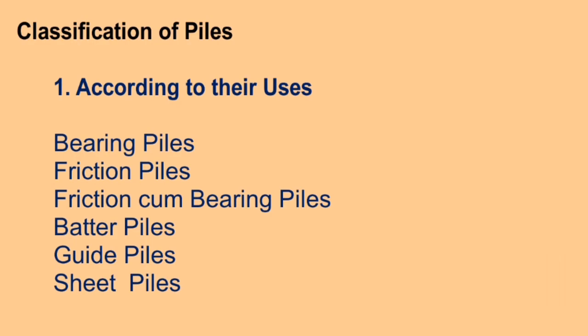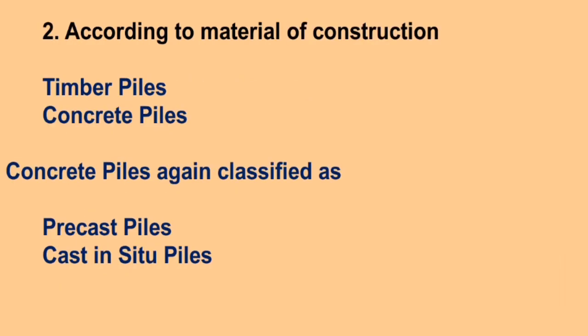And what is a guide pile? The piles which are embedded in river or stream bed to support sheet piles in the construction of a single or double wall coffer dams are known as guide piles. And what is a sheet pile? The piles which consist of thin steel sheets driven into the ground to enclose an area are known as sheet piles. Second one, piles classification according to material of construction.